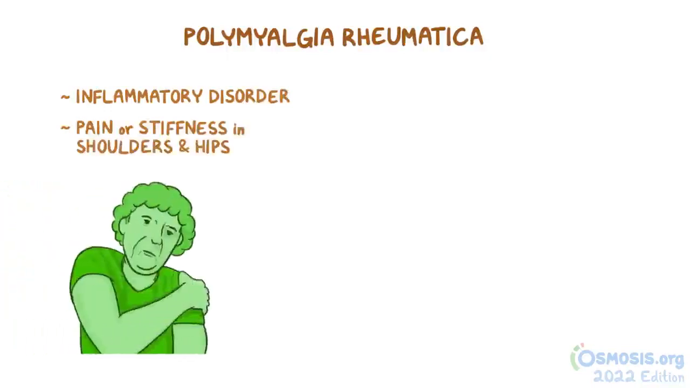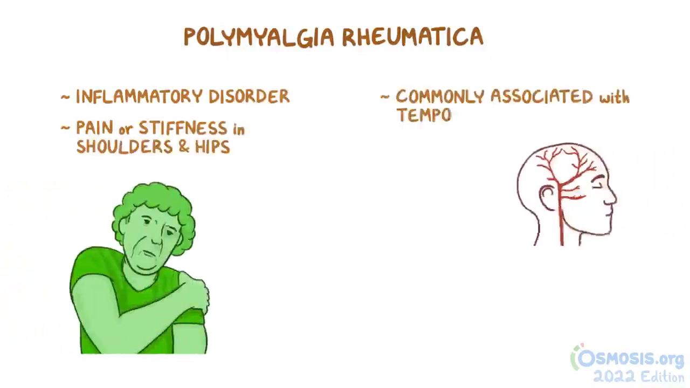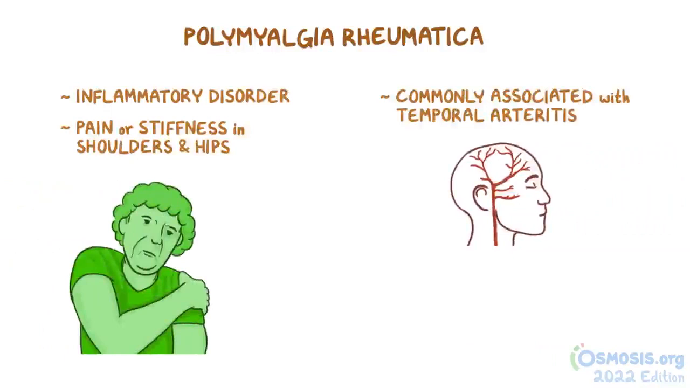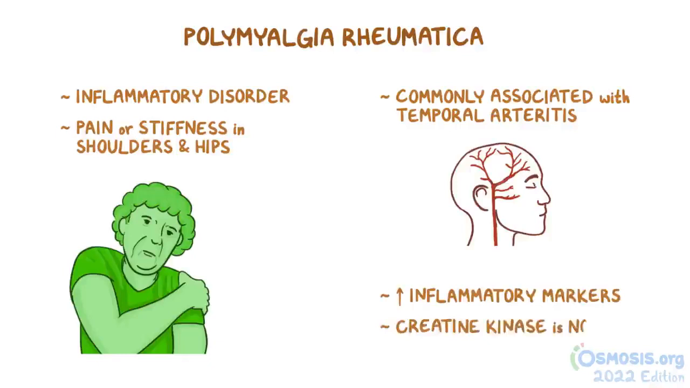Alright, as a quick recap, polymyalgia rheumatica is an inflammatory disorder that causes pain or stiffness, usually in the shoulders and hips, and is commonly associated with temporal arteritis. There's usually an elevation in inflammatory markers, but the creatine kinase is usually normal, which distinguishes it from other inflammatory muscle disorders, like polymyositis.